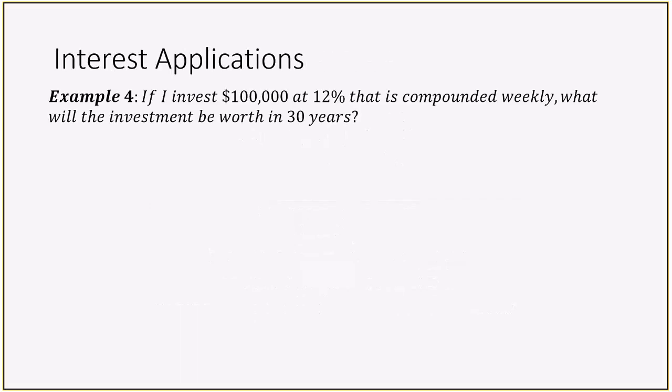So to see it all in practice, instead of just kind of staring at a weird formula with a lot of letters flying around, if I invest $100,000 at 12%, that is compounded weekly, what will the investment be worth in 30 years? So really all this question boils down to is, can we identify the pieces of information? Can we throw it in that weird formula that we saw in the last slide? And then can we just pretty much plug it into our calculator at that point?